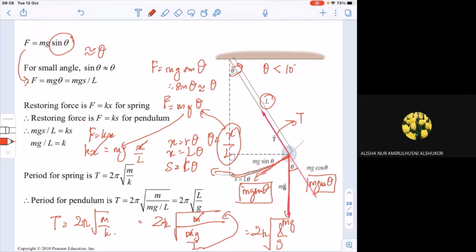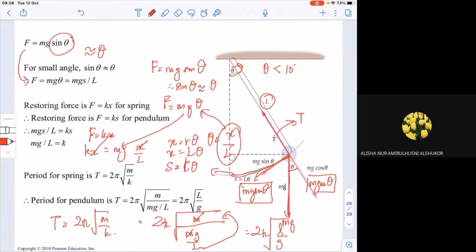But the correct way is you need to know that theta must be really, really small, until sine theta can become theta. Sine theta must be equivalent to theta in order to do that. That's why we need a very small angle, so that we can make sure that sine theta is equivalent to theta.